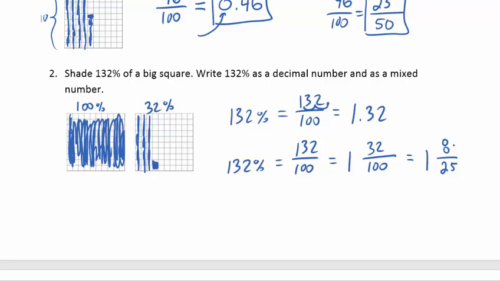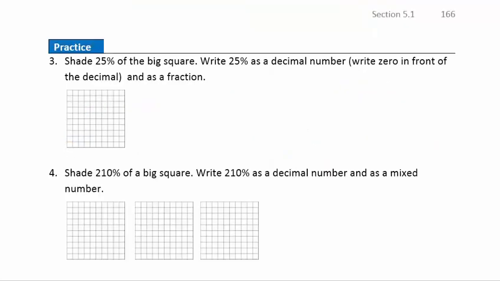Not common factors, but the factors in 8 are just 2. Here, just 5. So there's nothing more to simplify there. So my final mixed number for 132% is 1 and 8/25. And 132% as a decimal is just 1.32. Go ahead now and pause your video player and answer these practice questions. When you're done, hit play to see how you did.